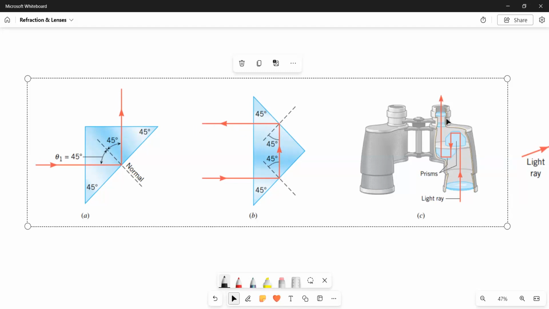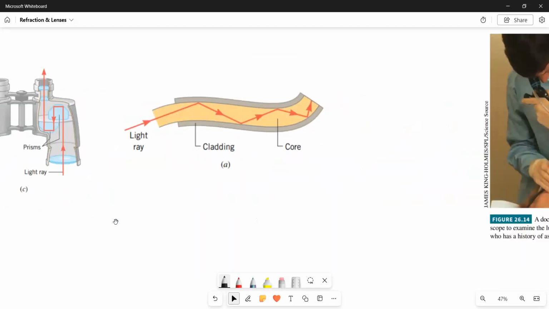Well, of course, they've put here now a little lens, right? For you to be able to see the object that you're watching from a far distance. So you see them make use of total internal reflection in a prism. As a matter of fact, in telescopes too, sometimes they make use of that.